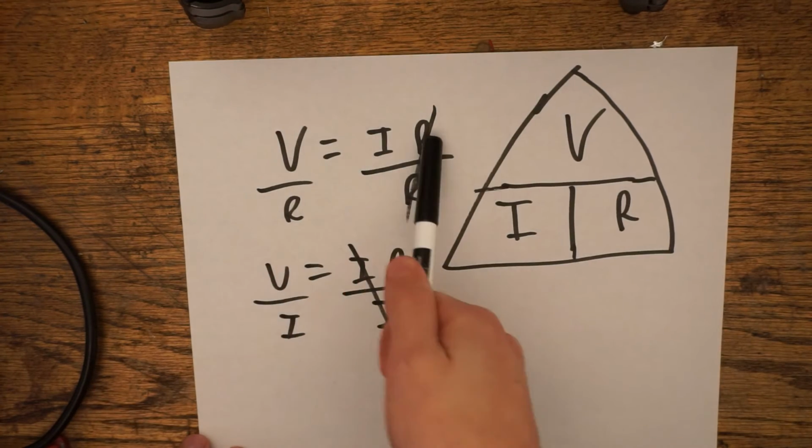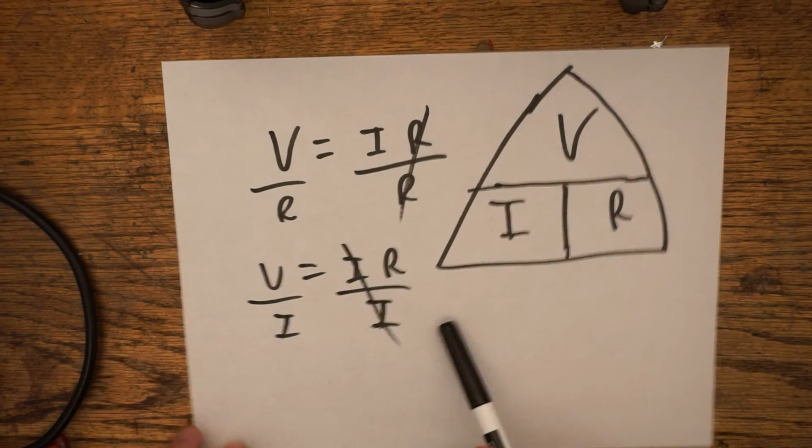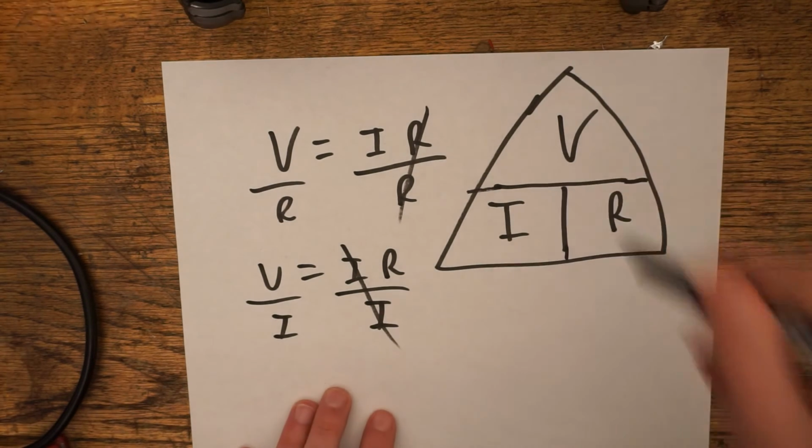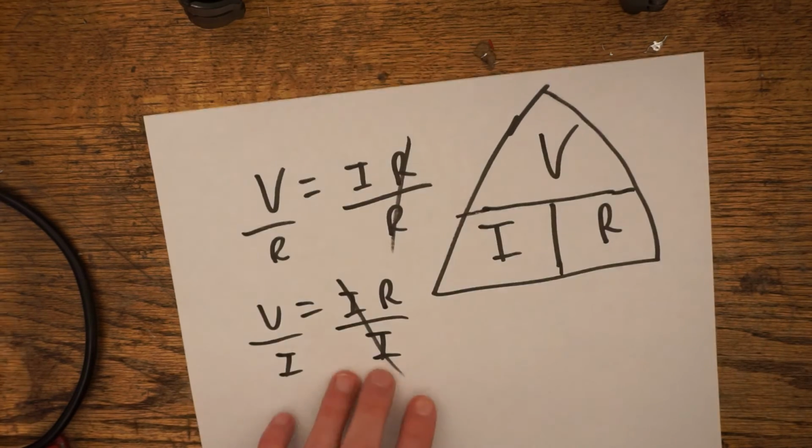That's how you can just memorize that one formula, and you can manipulate it to find whatever variable you're looking for, or you could use this triangle method if that's what you like. So now that we've done that, let's go into something else.